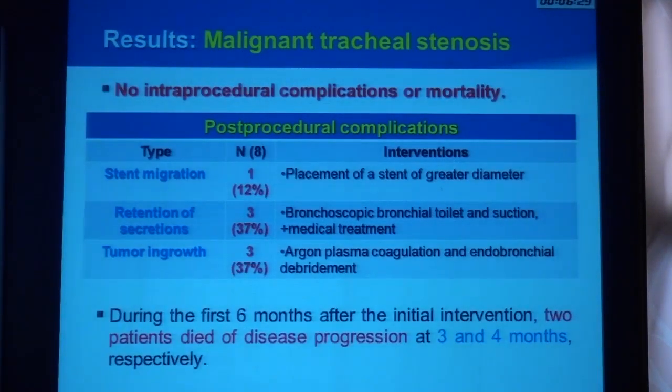The stent-related complications were migration in 1 case, retention of secretion in 3 cases, and tumor ingrowth in 3 cases. 2 of our cases died during the first 6 months because of disease progression. They were malignant cases, at 3 and 4 months respectively.